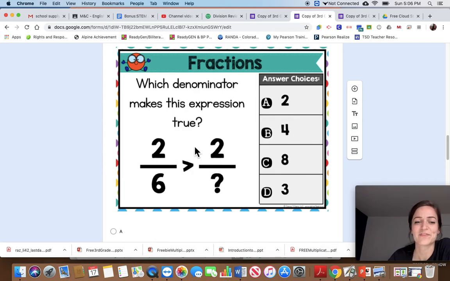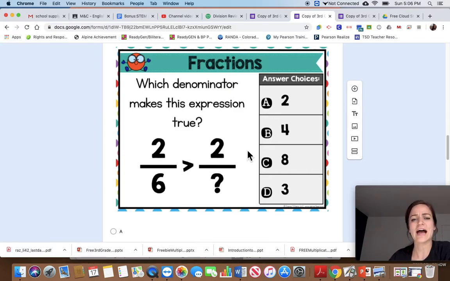2 halves. Is 2/6 greater than 2/4? Is 2/6 greater than 2/8? Or is 2/6 greater than 2/3? Go ahead and pause the video, write down your answer, and click play when you're ready to find the answer. Go. Okay, so let's look at it.